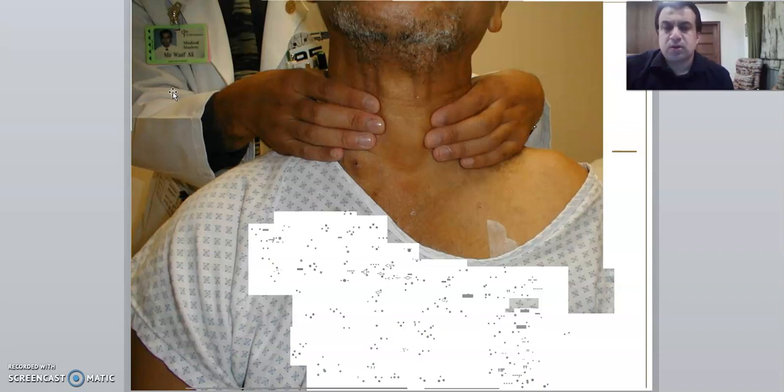So this is the bimanual examination of the thyroid gland. We do the palpation from the back side. We ask the patient to swallow. Then we are going to feel each lobe separately. Then we are going to feel the isthmus.